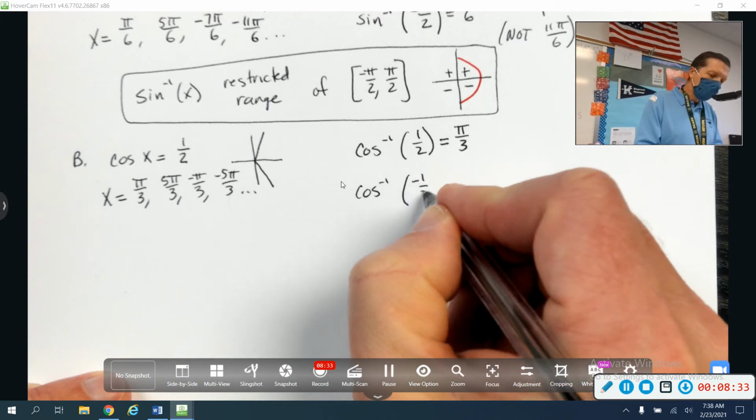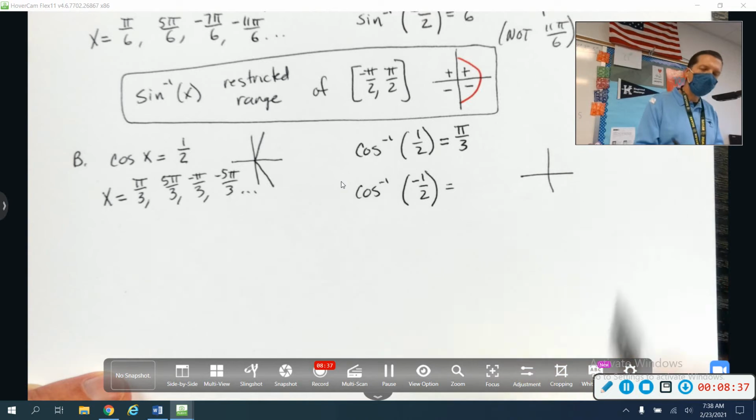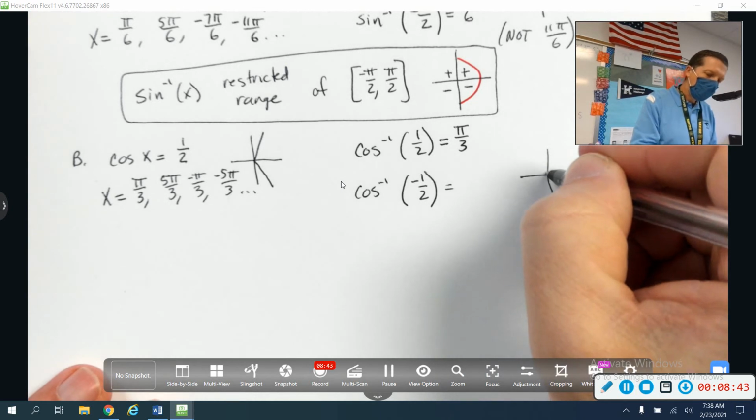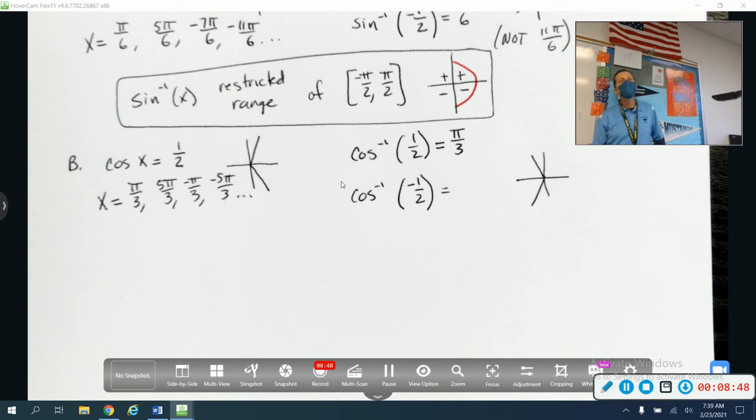What about the inverse cosine of negative 1/2? Maybe a picture. So cosine is negative on the left, so that would be there and there. Again, two options, or really more than two options. So which one of those answers do you think it is?